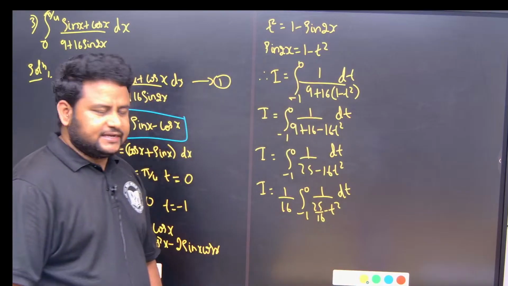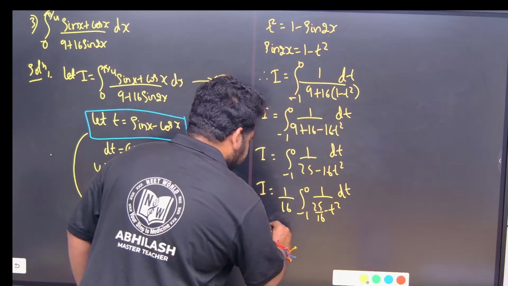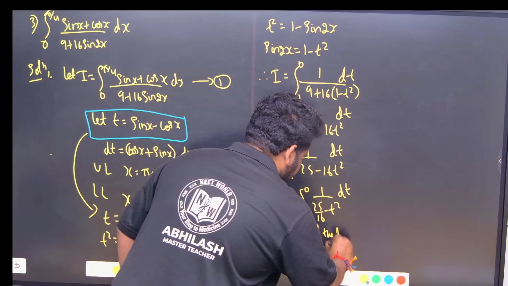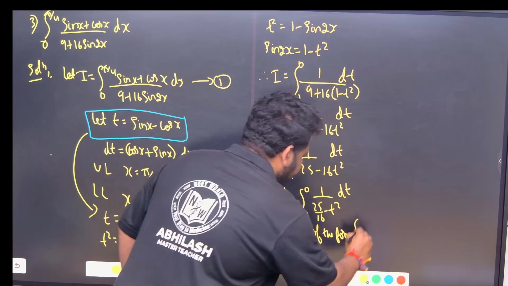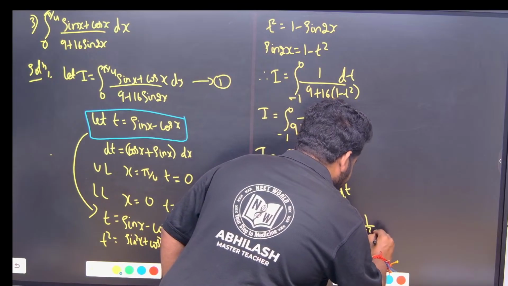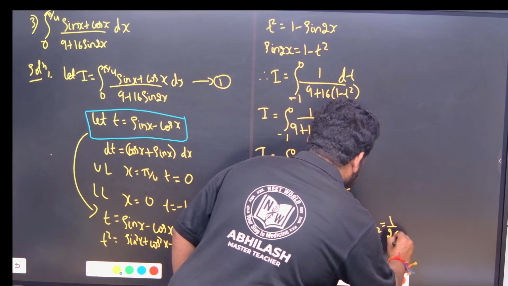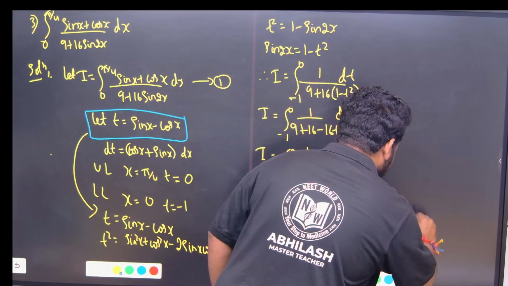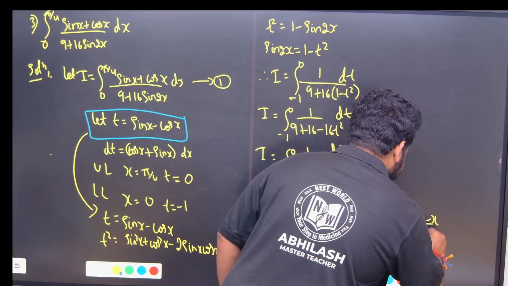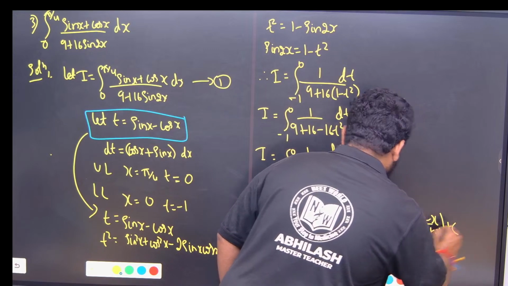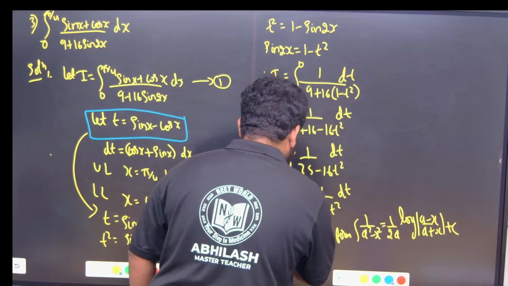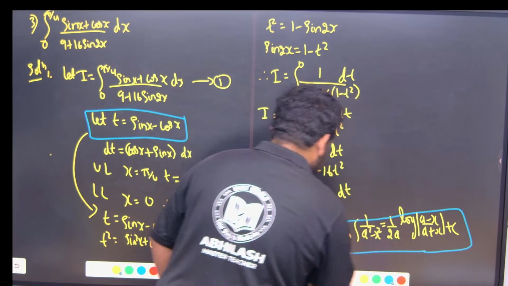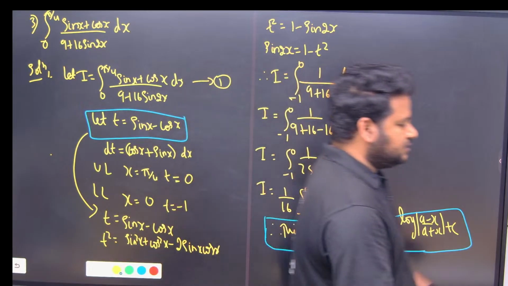So I am having the integral. This is of the form: the integral of 1 by a square minus x square is equal to 1 by 2a times log of a plus x by a minus x, plus c. This is what we have. This is the way you have to solve this question.